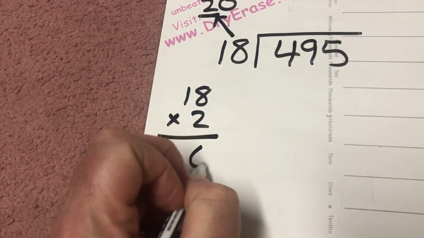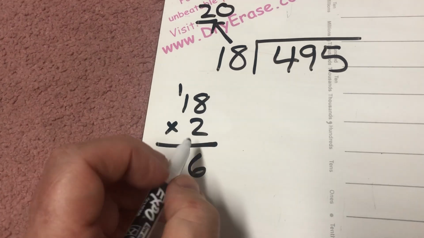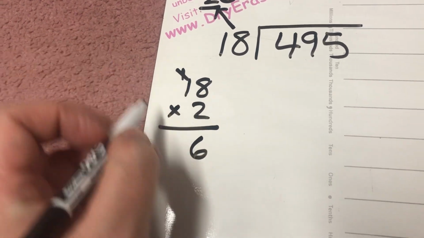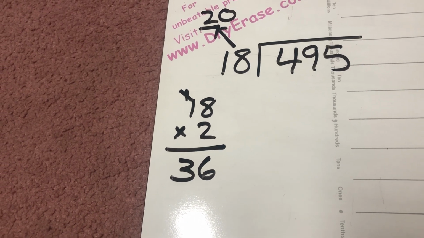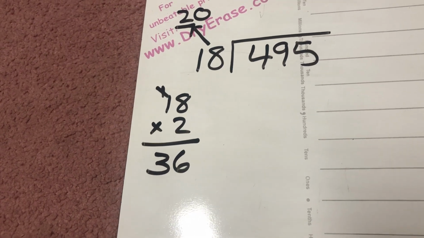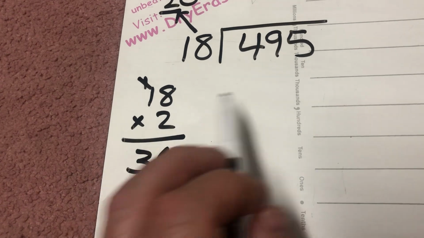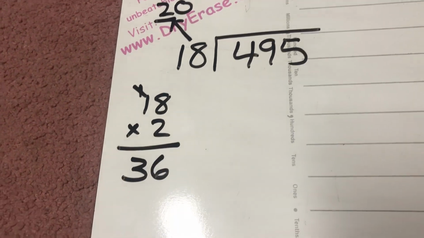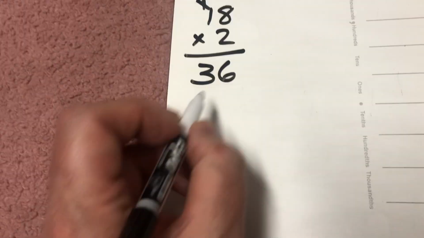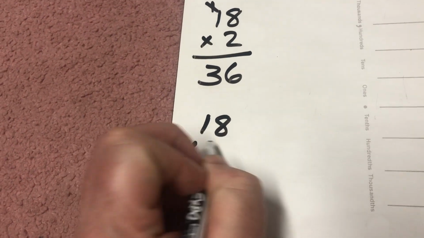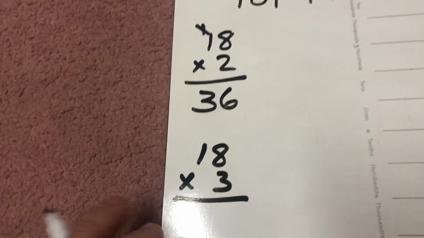2 times 8 is 16. Put the 6 down, carry the 1. 2 times 1 is 2, plus 1 is 3. So I get 36. All right. I'm not real sure whether 36 will work. It might be a little too small. So just to be safe, I'm going to go ahead and try 18 times 3.